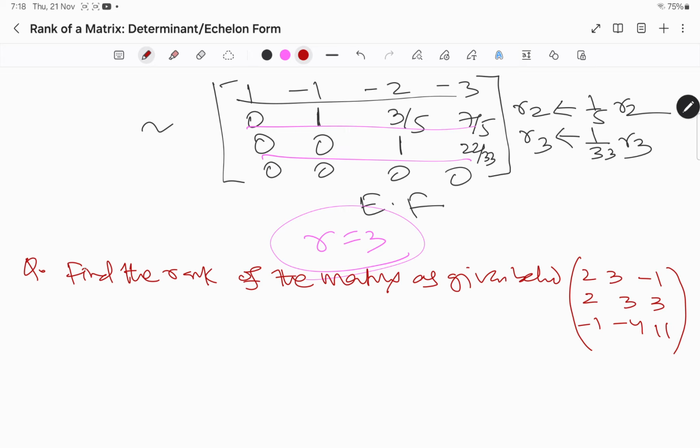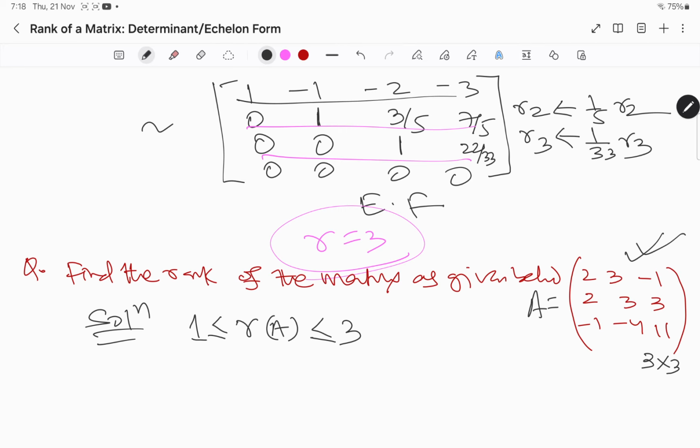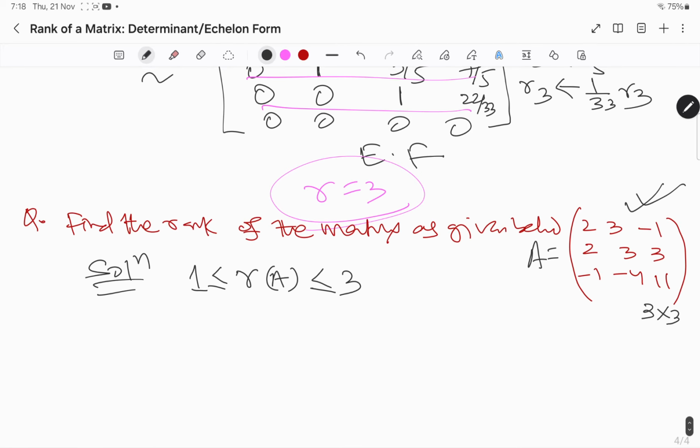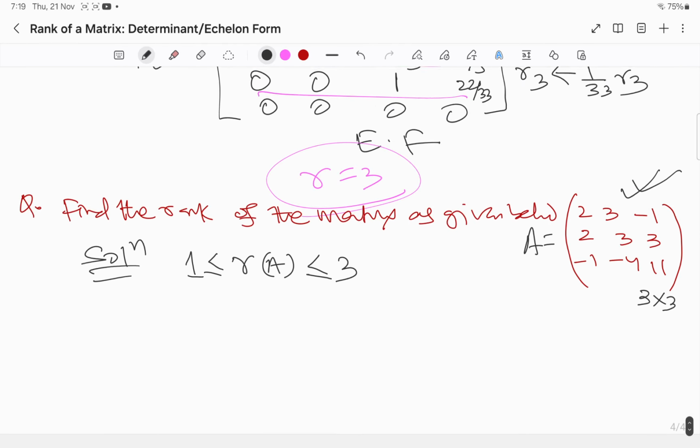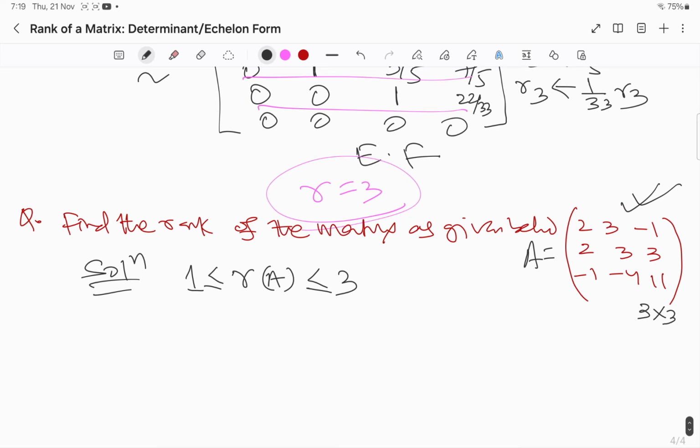You are given a matrix A and asked to find its rank. This matrix is a square matrix of order 3. So the rank of A will be at most 3, and since it is a non-zero matrix, at minimum it is 1. This is your observation here. Since we need to find only one determinant, within no time we will be able to get this determinant.